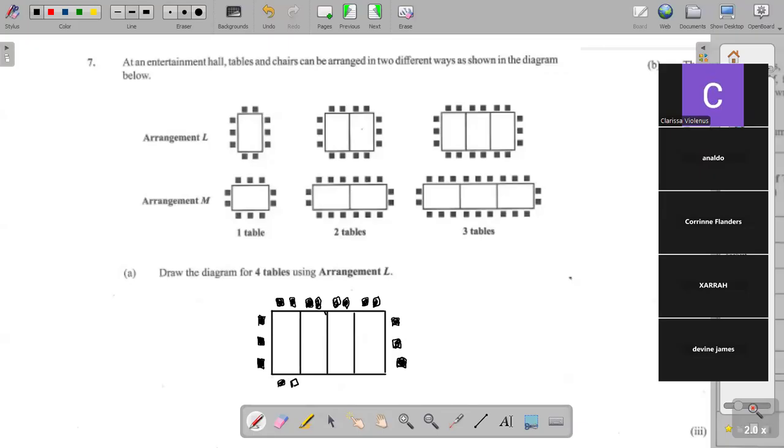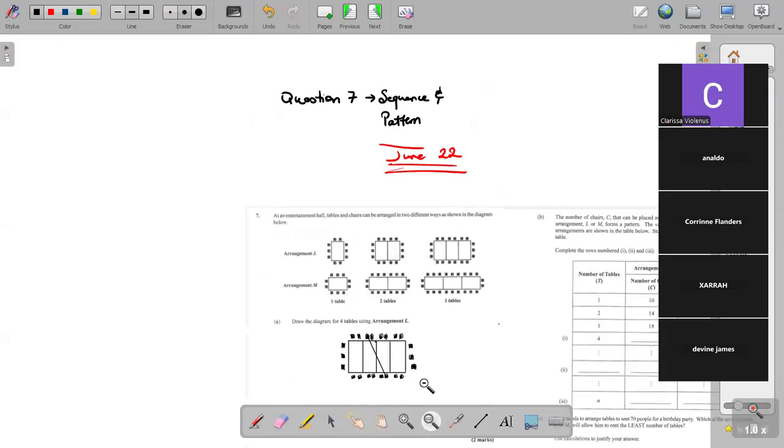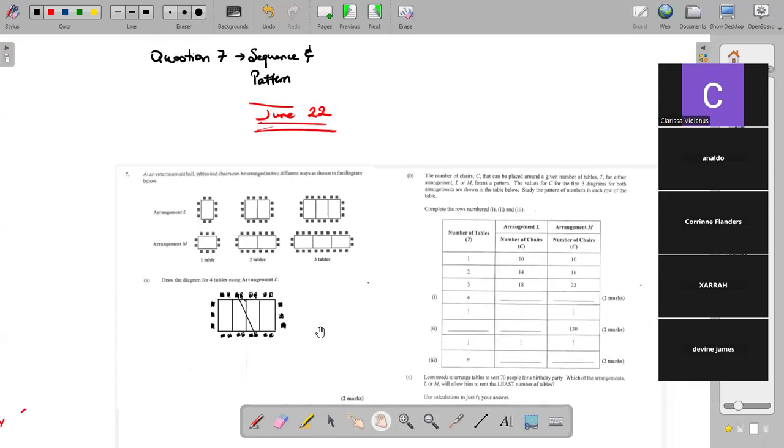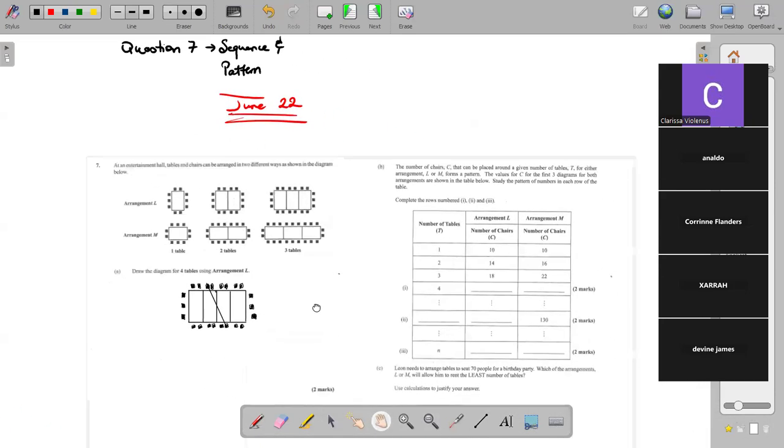My question to you is, how many of you got your full 2 marks? Your 2 marks would be that you draw the right table arrangements, which means you do it the long way, and you have the right amount of chairs around your table. Yeah? Because this is where they test to see if students are paying attention. If you had drawn M as well, you would have gotten the question wrong because they only asked for arrangement L. Good job, guys. A lot of people actually lose marks here, and I don't know how.